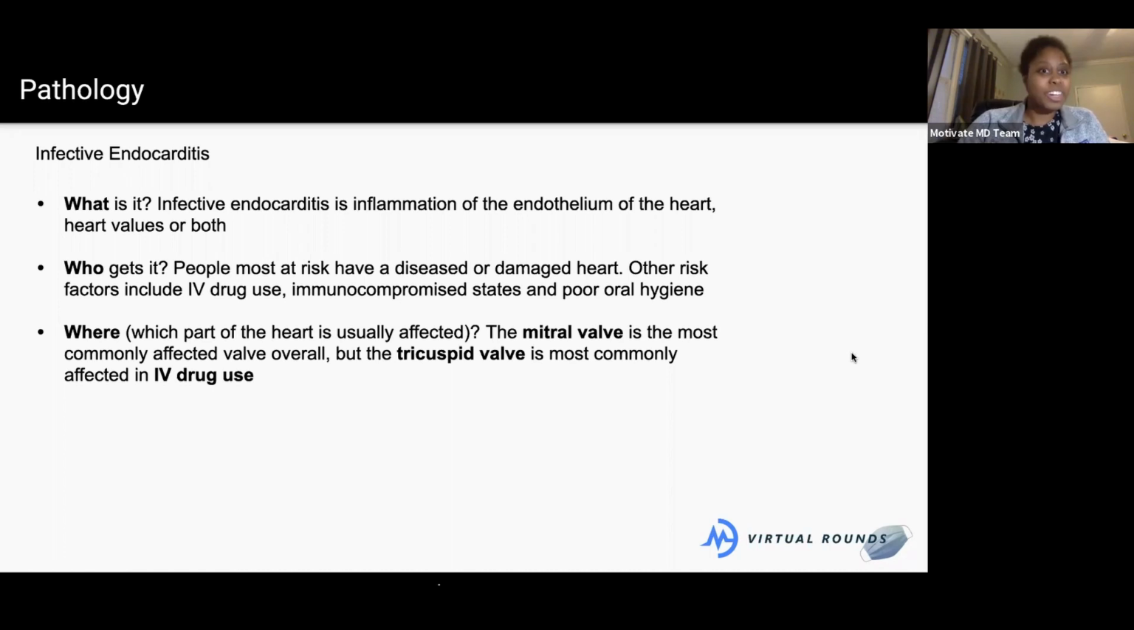So another really important thing to remember. Even though the mitral valve is the most commonly affected valve overall in endocarditis, what we'll see is that the tricuspid valve is most commonly infected in IV drug use. But overall, the most affected valve is the mitral valve. And I remember when I was a student, I was trying to remember why this was. And basically, it's just about whether or not the person who is having the infection has seeding coming from the right side of their heart.